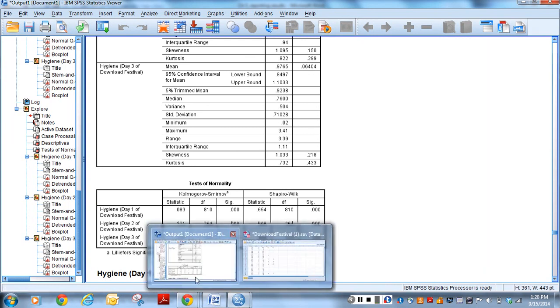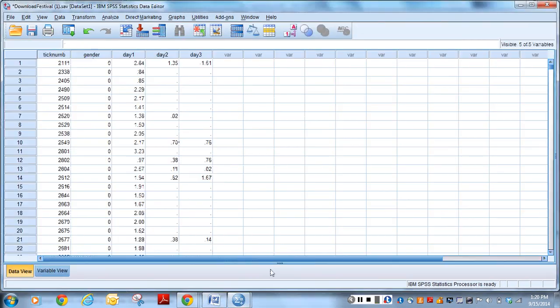So going back to our data file, what if I want to look at first day's hygiene scores, but I want to compare male and female? And before I even compare males and females, I need to make sure that the variance is the same or similar. I want to make sure that the variance is non-significant for males and females.